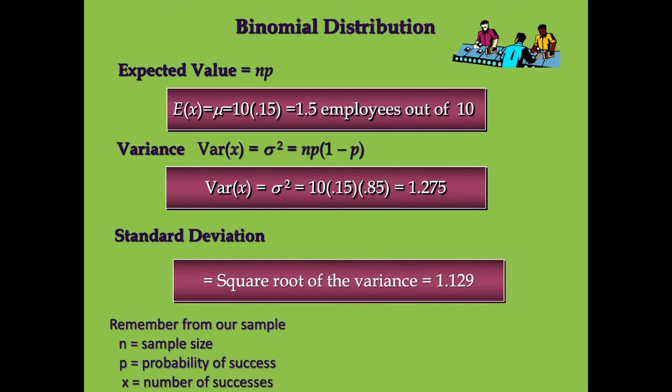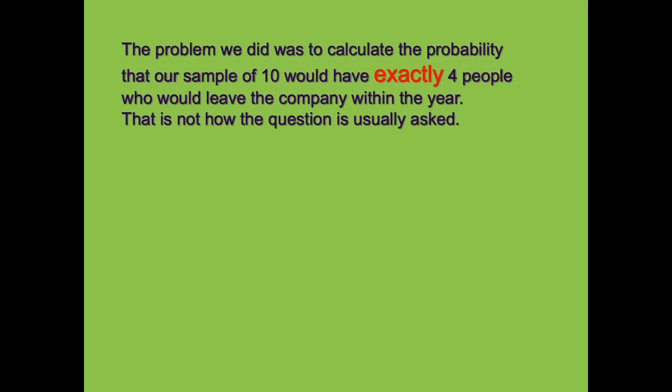The standard deviation is nothing more than the square root of the variance. So what we would do here is use the square root function of Excel, put square root, and then enter 1.275, and it would return the answer 1.129 to tell us that the standard deviation of this particular binomial distribution is 1.129. The problem we did previously was to calculate the probability that our sample of 10 would have exactly 4 people who would leave the company within the year.